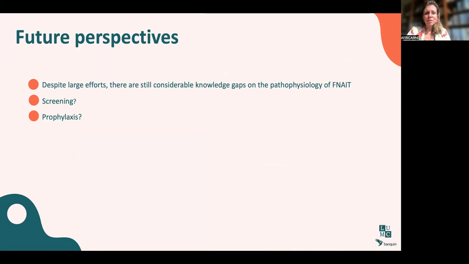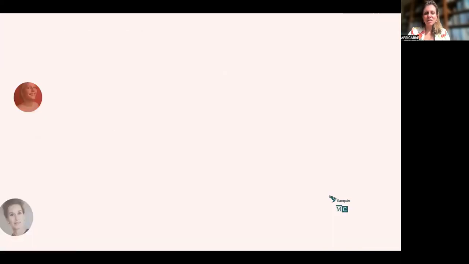The future perspectives are as follows. We have considerable knowledge gaps on the pathophysiology of FNAIT. So we really need to work together to learn more. We're questioning whether we should do screening, and we hopefully have prophylaxis in the coming years. And as stated before, collaboration is needed in rare diseases.